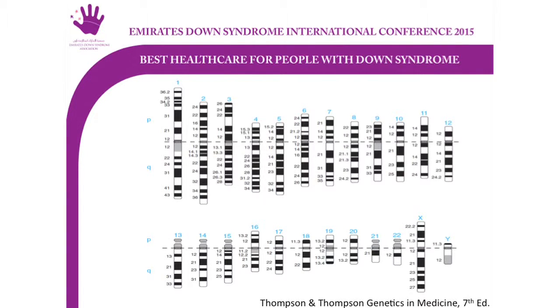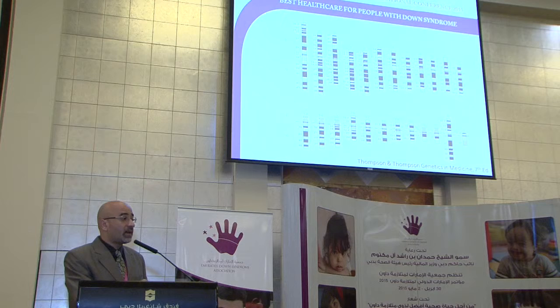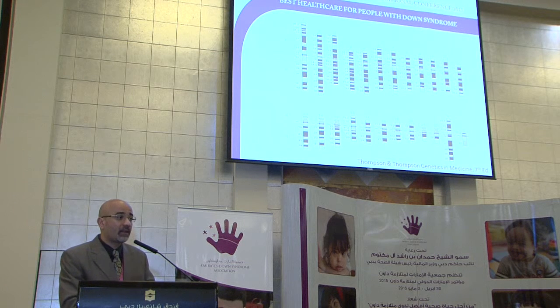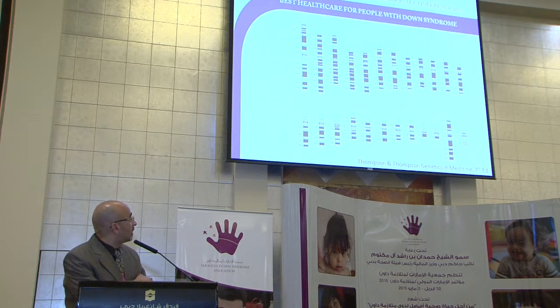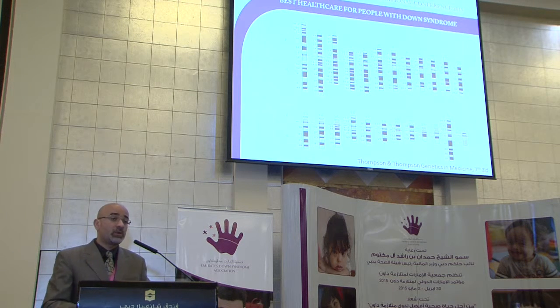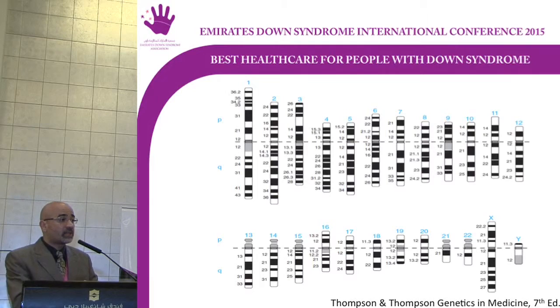With staining, the chromosomes are different by their length, by the banding, white and dark bands, and by the position of the centromere. And if you see here, we have 5 chromosomes, which are 13, 14, 15, 21, and 22. We call them acrocentric because the centromere is located at the end of the chromosome.